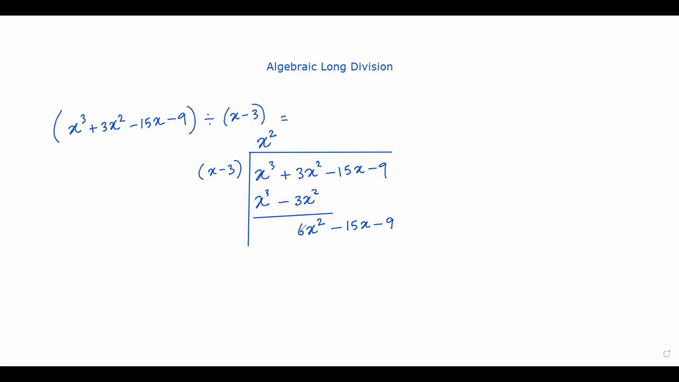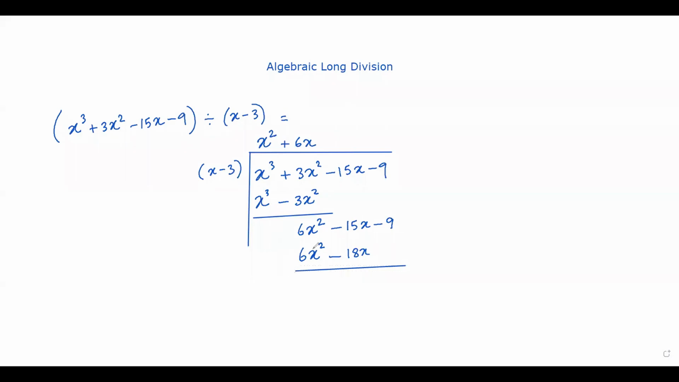So again, we are only looking at the first term. So now I have 6x squared, which I need to get from x. If we divide 6x squared by x, we are left with a plus 6x. So 6x times x would give me 6x squared. Now I do 6x times the minus 3, which is going to give me a minus 18x. And then I'm going to do my subtraction.